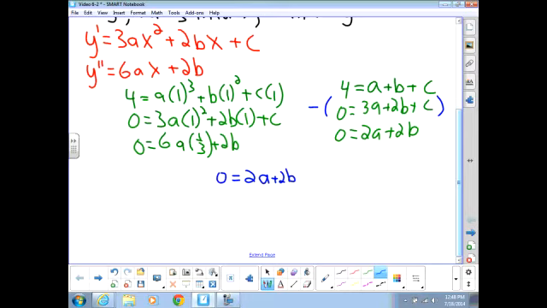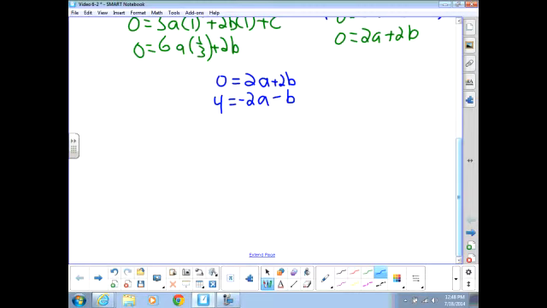So we'll start out, we'll do 4 minus 0, which will give us 4. Next, we'll have a minus 3a, which will give us negative 2a. We'll have b minus 2b, which will give us negative b. And we'll have c minus c, which is 0. What this has now created is 2 equations with 2 unknowns, and we can just do our regular old elimination.